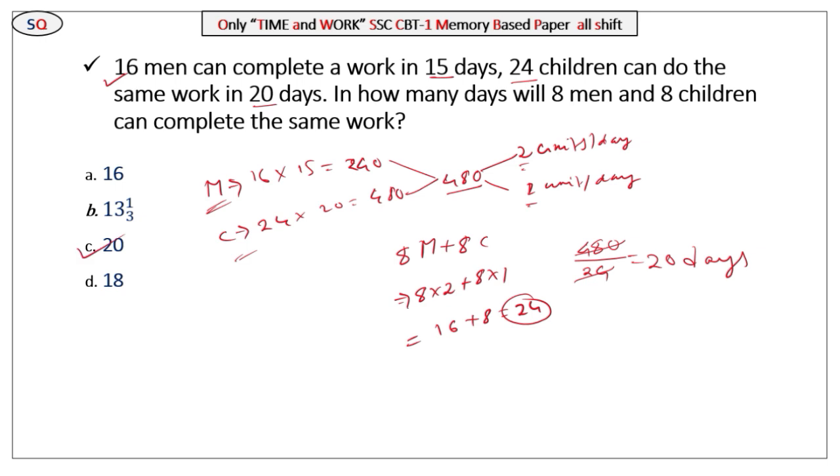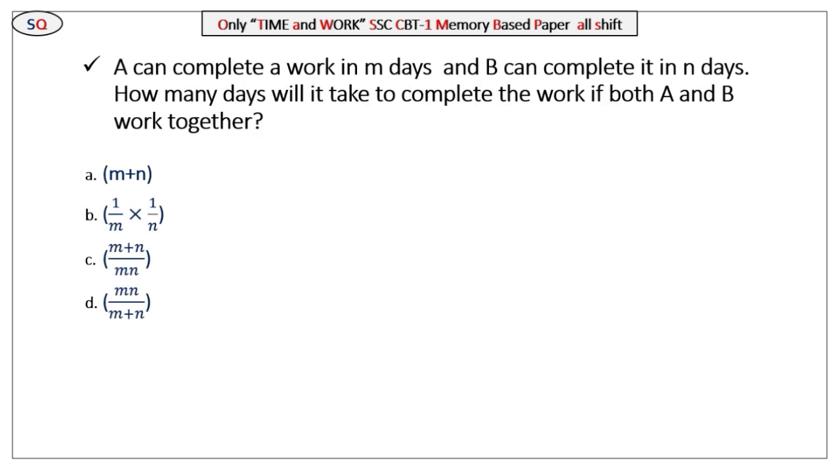Next question. A can complete a work in M days and B can complete it in N days. A in M days, B in N days. How many days will it take to complete the work if both A and B work? So this is the question we have to find. Everybody knows the formula of this type of question. The answer will be C.